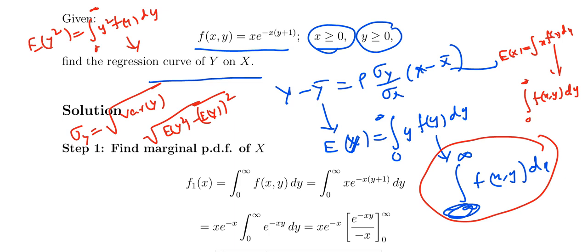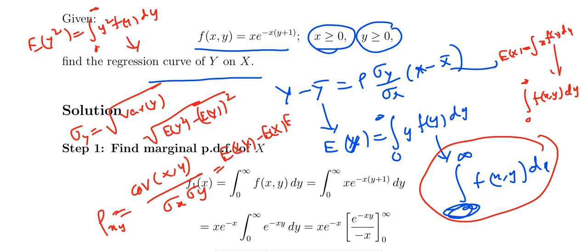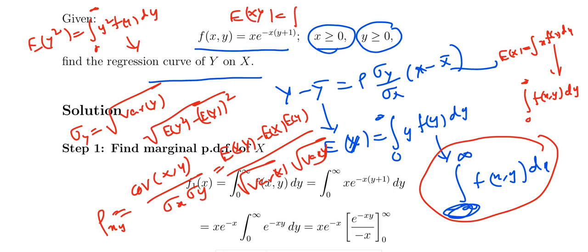In the same way we can find sigma x. And rho is called the correlation coefficient of x and y. That means covariance of x comma y divided by sigma x into sigma y. The covariance is E of xy minus E of x into E of y, divided by sigma x into sigma y, where sigma x is root of variance of x and sigma y is root of variance of y. So you can find everything. E of xy means the double integral of xy f of x comma y dx dy, and we can calculate it. Everything will come as numbers.